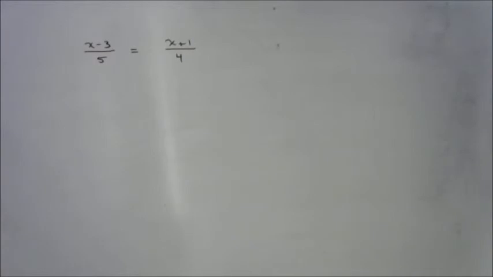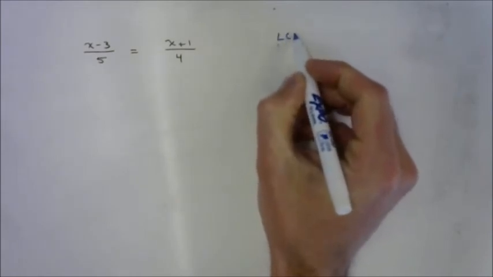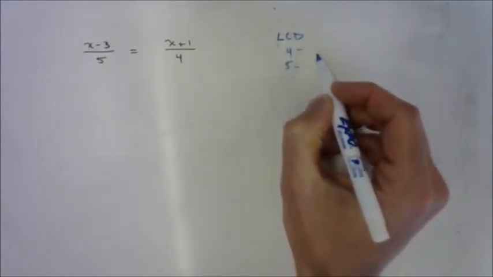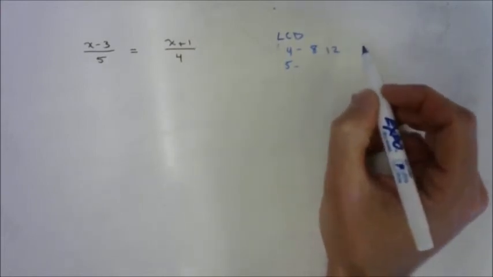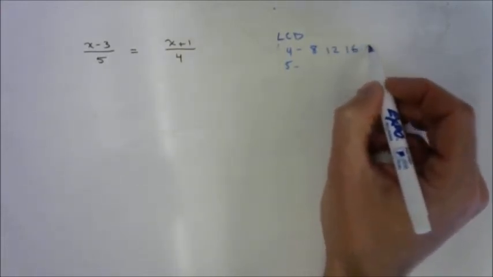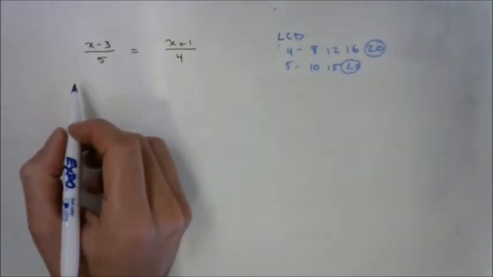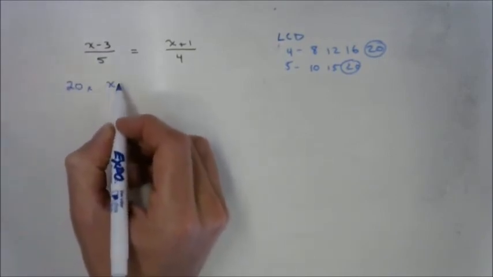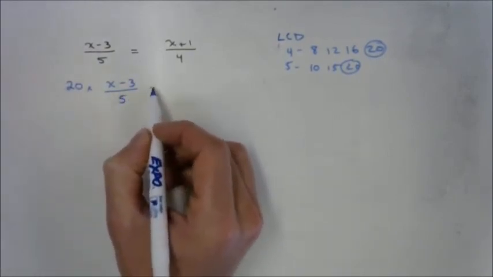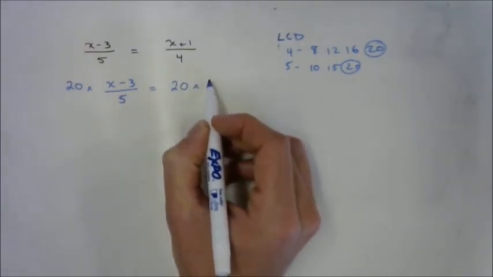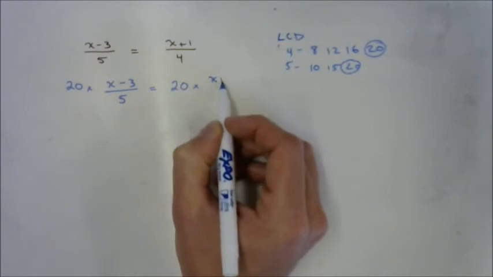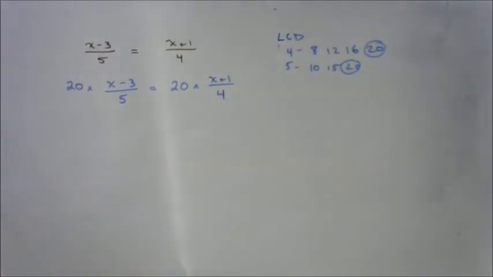Now, how am I going to get rid of these fractions? Lowest common denominator. So, find the LCD between 4 and 5. Here we've got 8, 12, 16, 20. Here we have 5, 10, 15, 20. There we go. So, I'm going to multiply both sides by 20. I haven't changed the balance of the scale here. I'm doing this exact same thing to both sides.